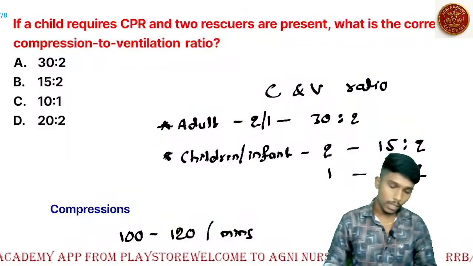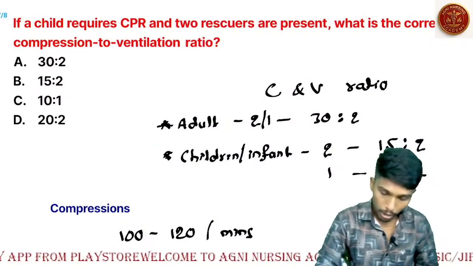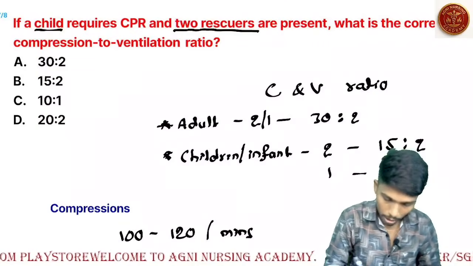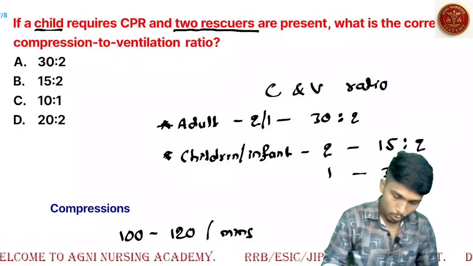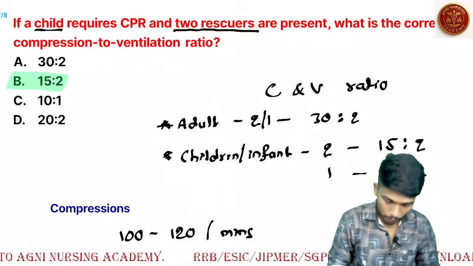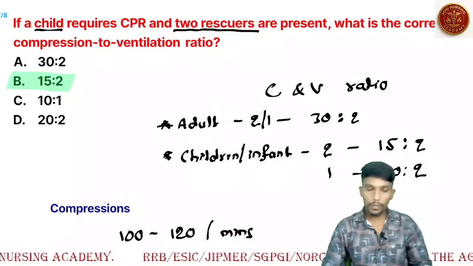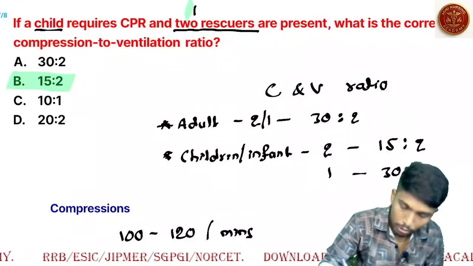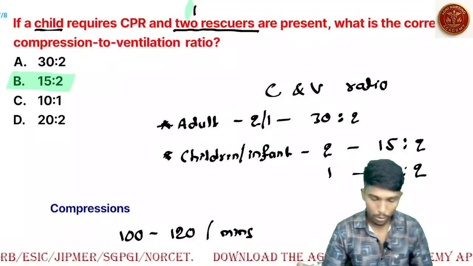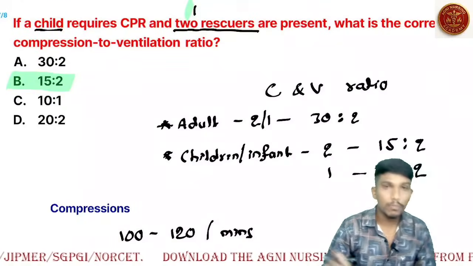Now coming to the question, they are asking for children. According to the question, they have given two rescuers. For children with two rescuers, we have to give 15:2. The correct answer of this question is 15:2. If they had given one rescuer, we would have to give 30:2. So the answer of this question is B.